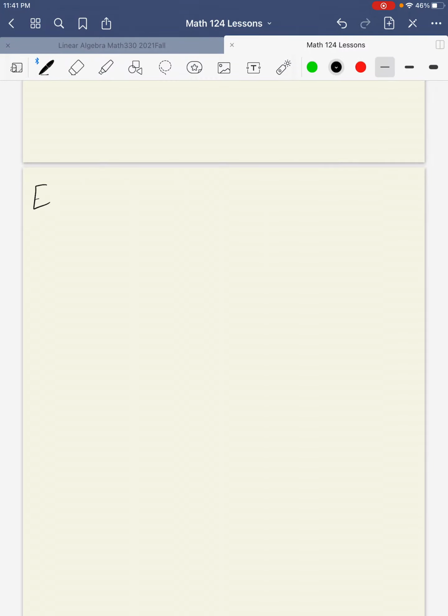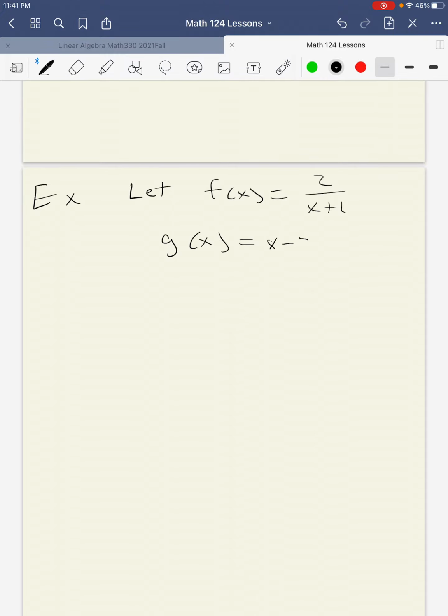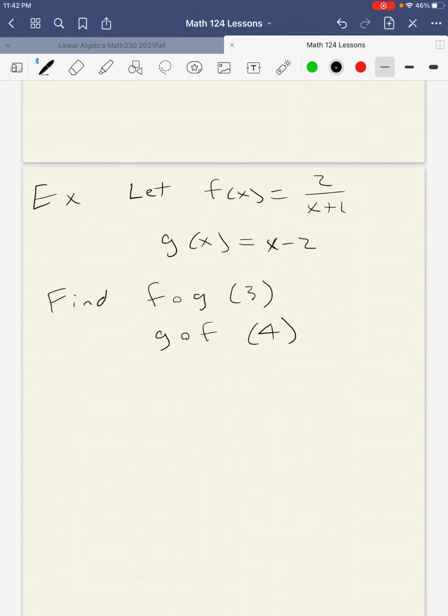Okay, let's look at another example here. f of x is 2 over x plus 1, g of x be x minus 2. Find f of g of 3. Let's do g of f of 4.